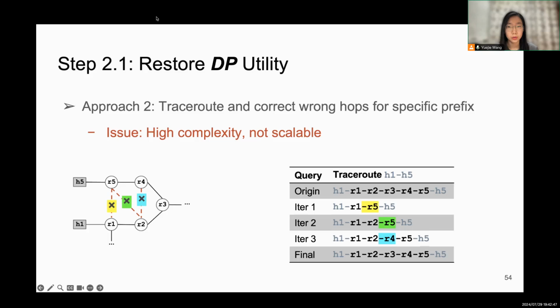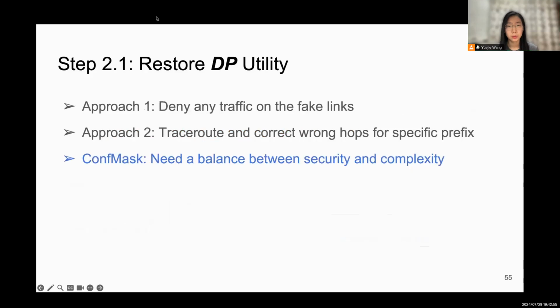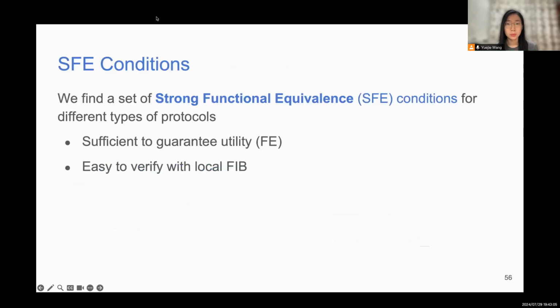This approach is much harder to de-anonymize, but we can see that the computation complexity is too high to scale to large networks. So here comes the third challenge of ConfMask. We need to strike a balance between the security of the output configurations and the computation complexity. We solve this by finding a set of conditions we call strong functional equivalence, which we design separately for different types of protocols. The significance of the SFE conditions is that satisfying these conditions will be sufficient to guarantee the utility of the data plane, and they are easy to verify with only local information from forwarding tables.